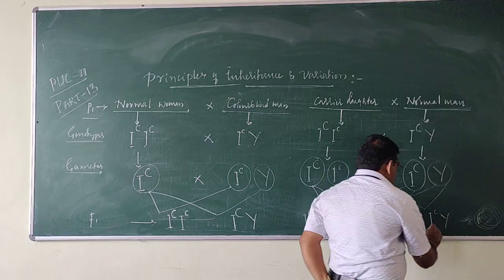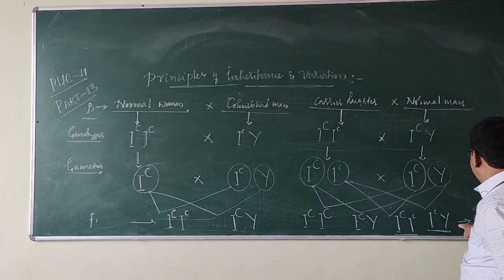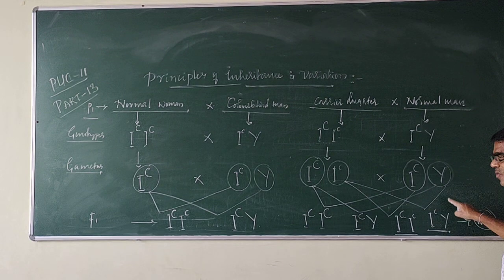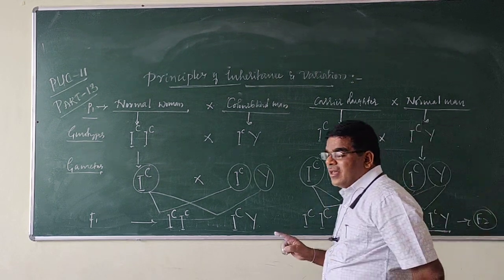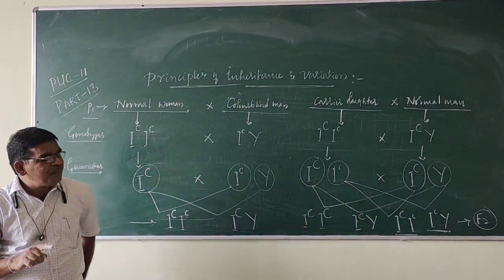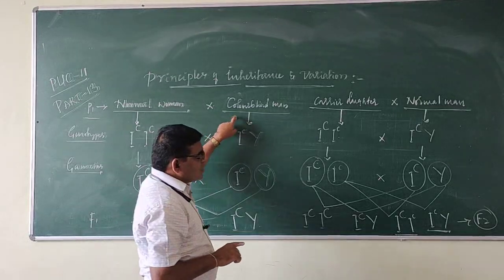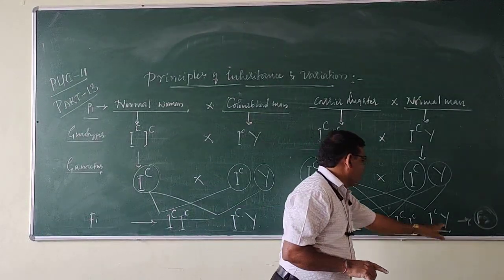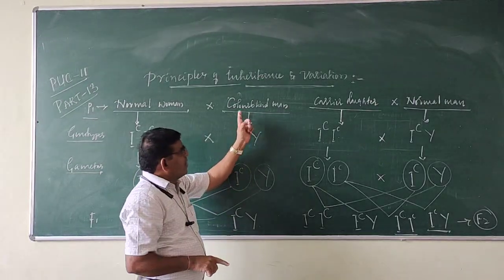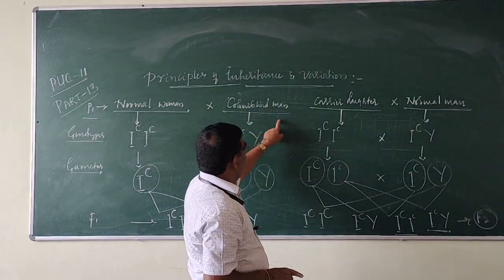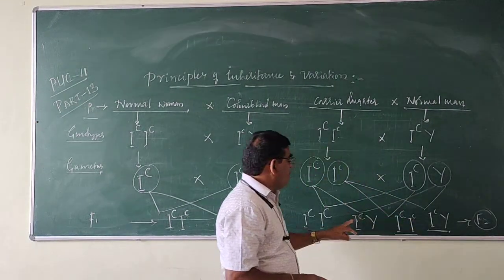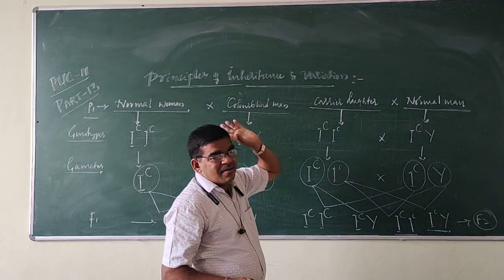So here, sons are colorblind. In the F2 generation, colorblind also shows crisscross or zigzag inheritance. Here, the colorblind is transmitted from father to grandson. Like hemophilia, color blind is transferred from father to his grandson through the carrier daughter.